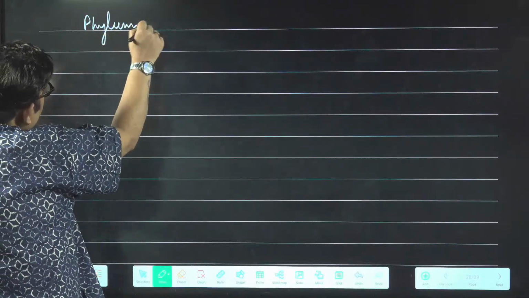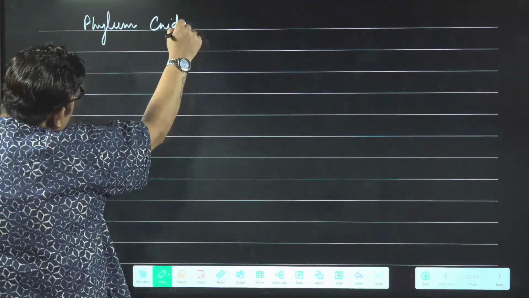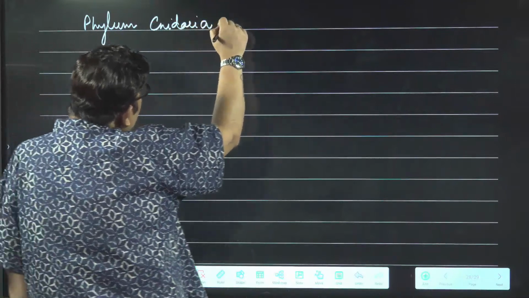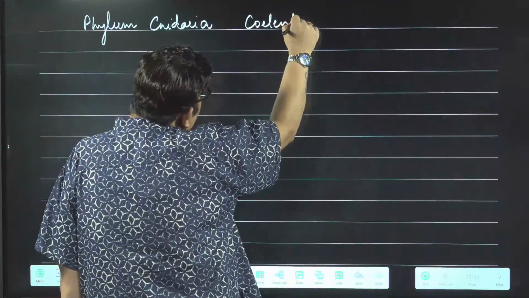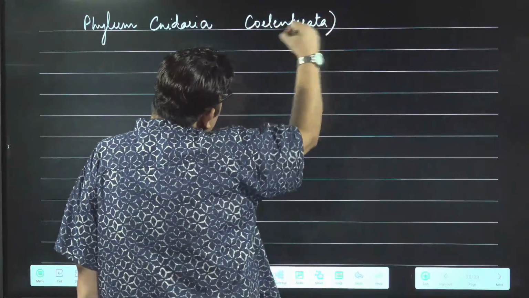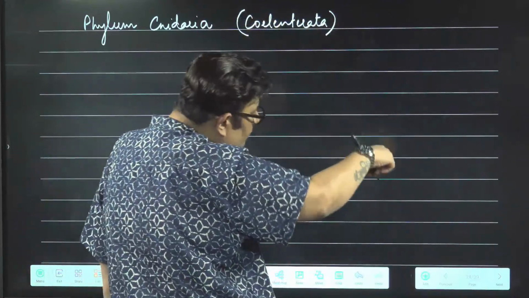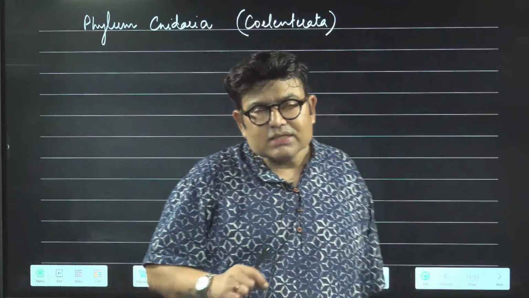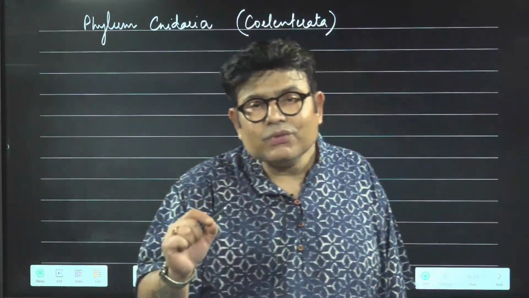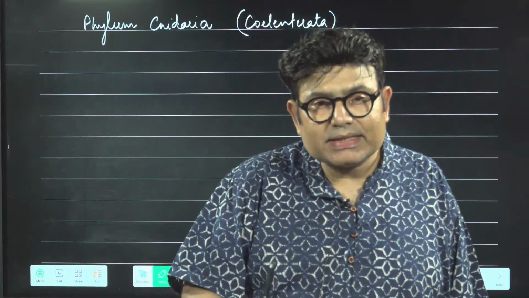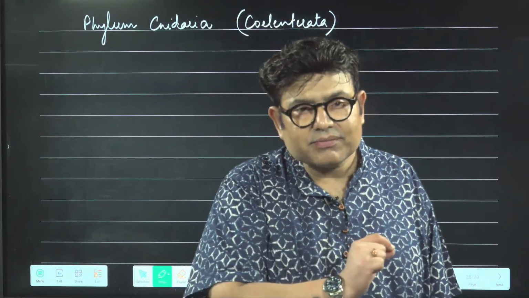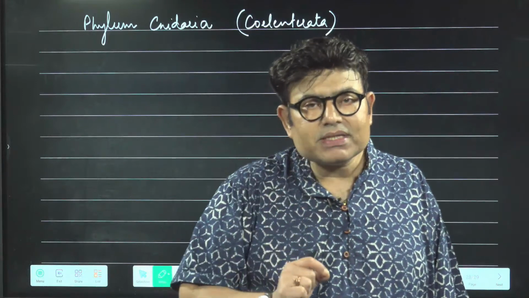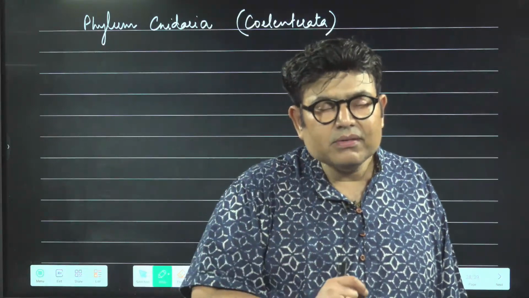Phylum Cnidaria. Anyone having any problem? Phylum Cnidaria is also called Coelenterata. I'll make you understand the term meaning and all, which will help you recall in case you miss something, because from the term you can recall what it means. Anything we missed in phylum Porifera?